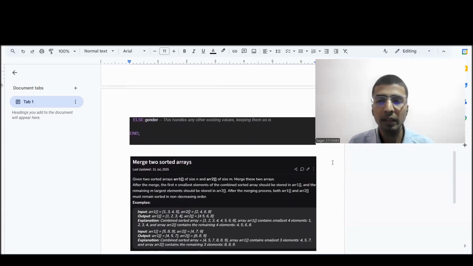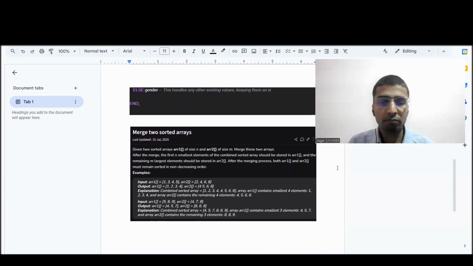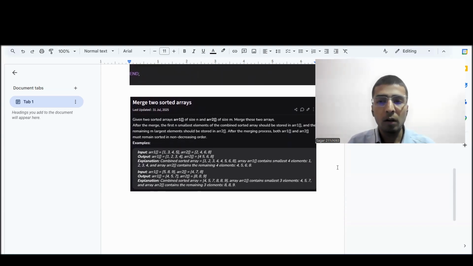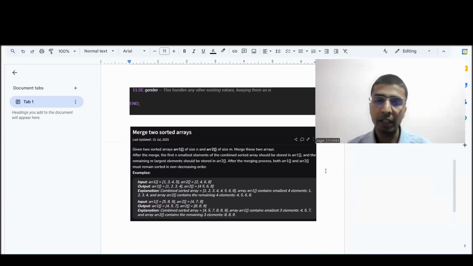It was to merge two sorted arrays. What they look for is actually the logic that you show in the interview. Even if you are lacking some time, if you show the proper logic for all of these questions, then it's good, because that's the only thing they look for. The most important thing in these technical rounds is that whatever you explain should be very clear to the interviewer.